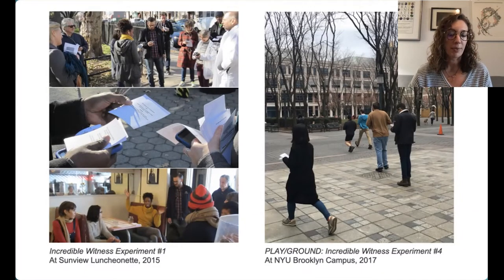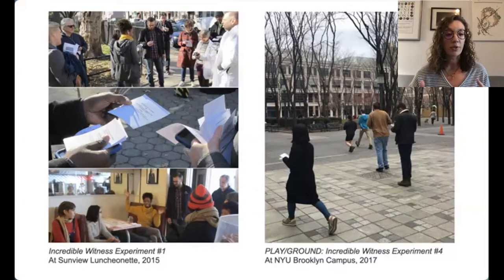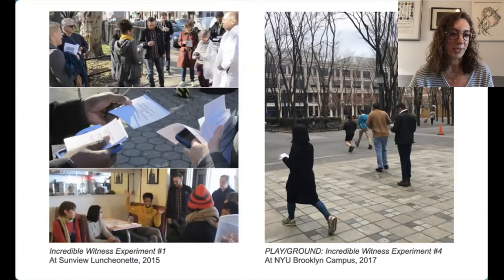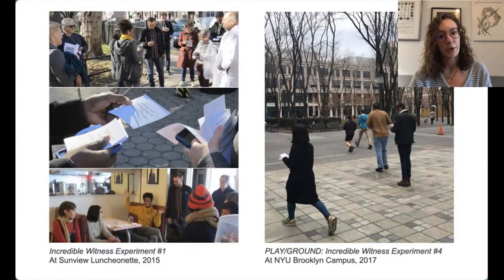Clorinda's was a game based around her really awful sense of direction. Mine was based on a combination of grapheme color synesthesia and ordinal linguistic personification synesthesia, which is the one where numbers have personalities. And then Allison worked with the two of us to develop computer programs that would simulate these different things. Here you're seeing on the left our first experiment of Incredible Witness with a group where they were given directions and then moved through space. And on the right is our experiment number four for a conference at NYU.